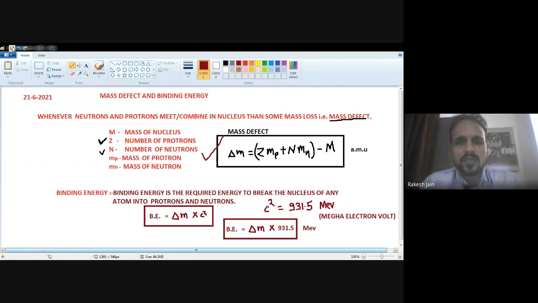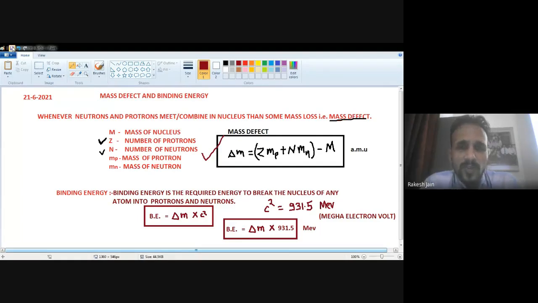The standard unit for the mass defect is atomic mass unit, that loss of mass in terms of atomic mass unit. The mass defect is abbreviated by del M, and del M is equal to Z Mp plus N Mn, and this total term minus capital N. This capital N is the actual mass of the nucleus. Z is the number of protons. N is the number of neutrons. Mp is the mass of proton. Mn is the mass of neutron.